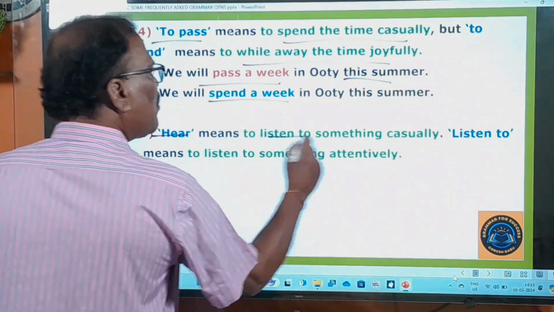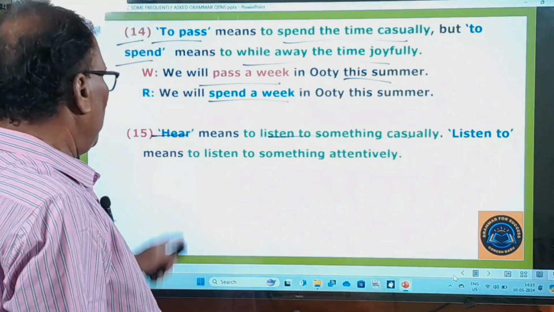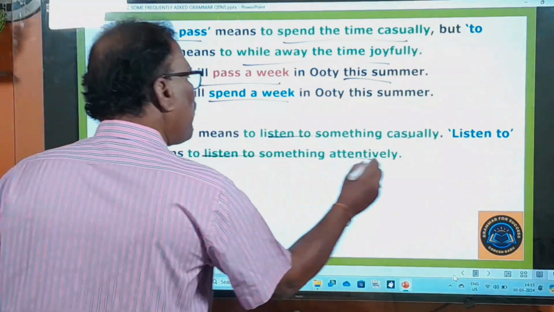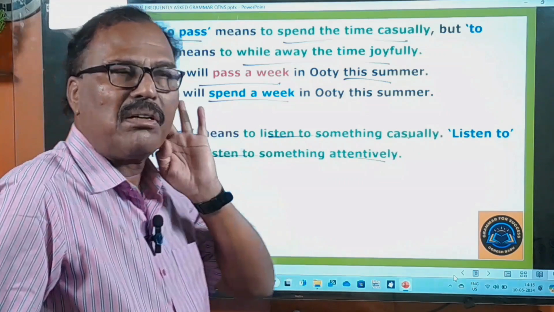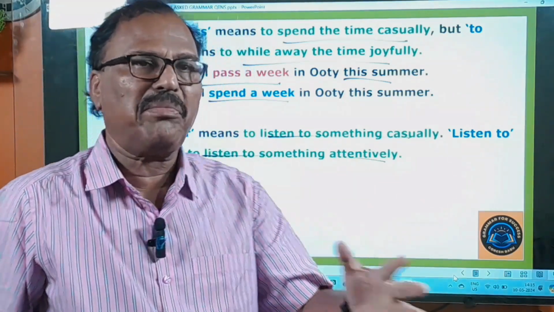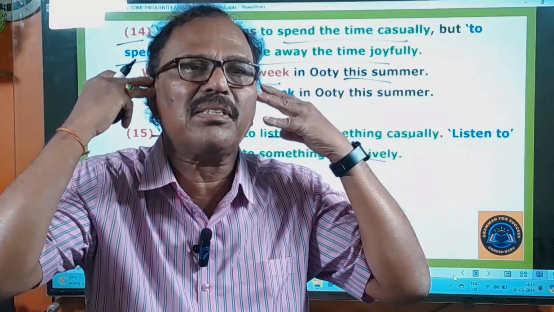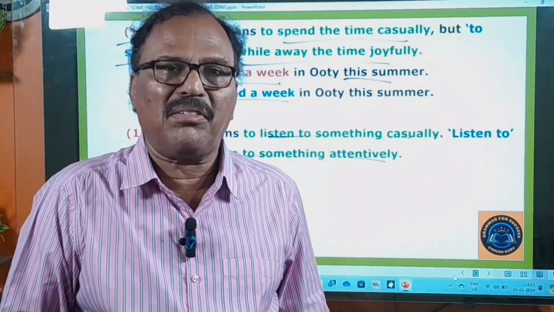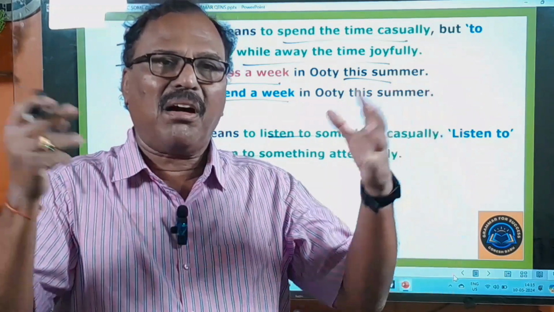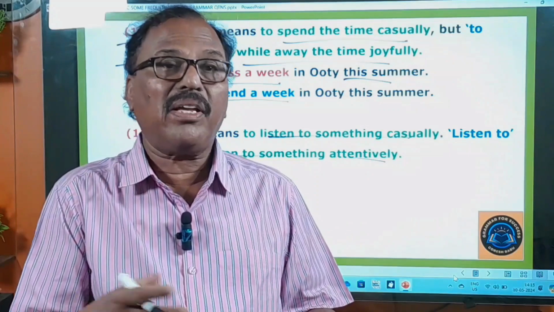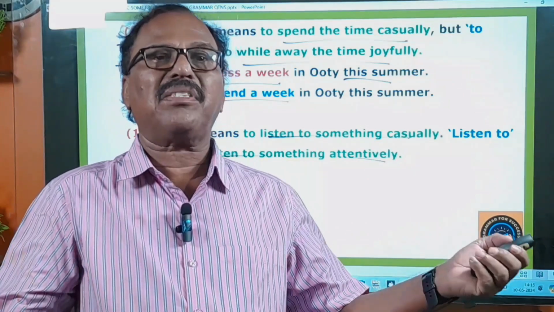15th one. Hear means to listen to something casually. మామూలుగా వినడాన్ని hear అంటాం. Listen to means to listen to something attentively. Listen to means శ్రద్ధగా వినడాన్ని listen to అంటాం. When you are going along the road, many sounds will be entering your ears because there are no lids. దీనికి చెవులకు మూతలు ఏమి లేవు వినకుండా ఉండడానికి. అనేకమైన హారన్లు, many different sounds will be entering your ears. This is called hear. You hear different sounds.